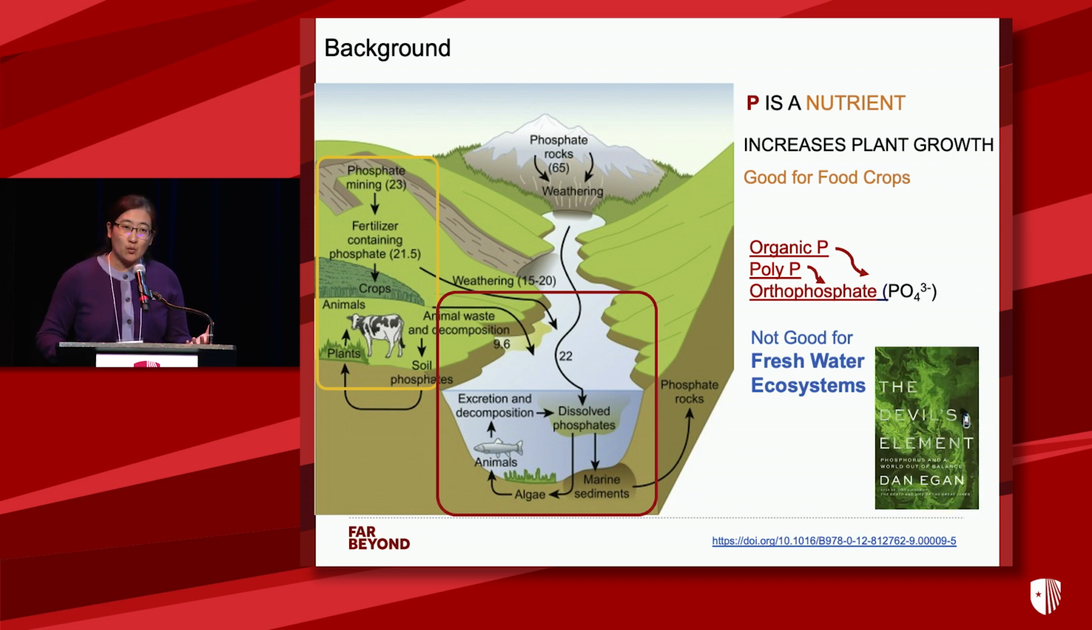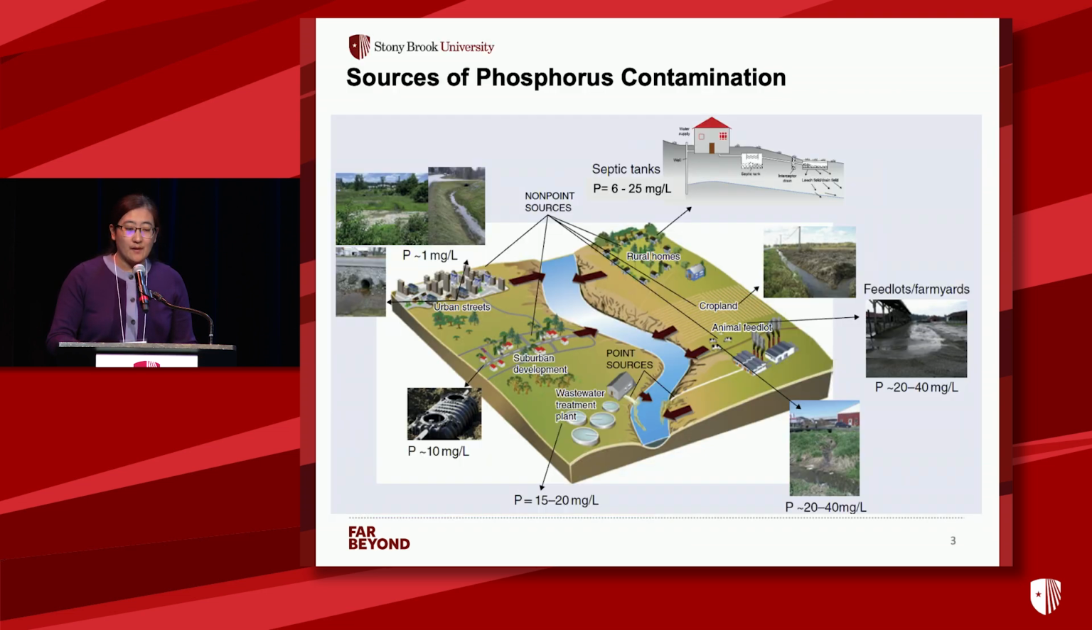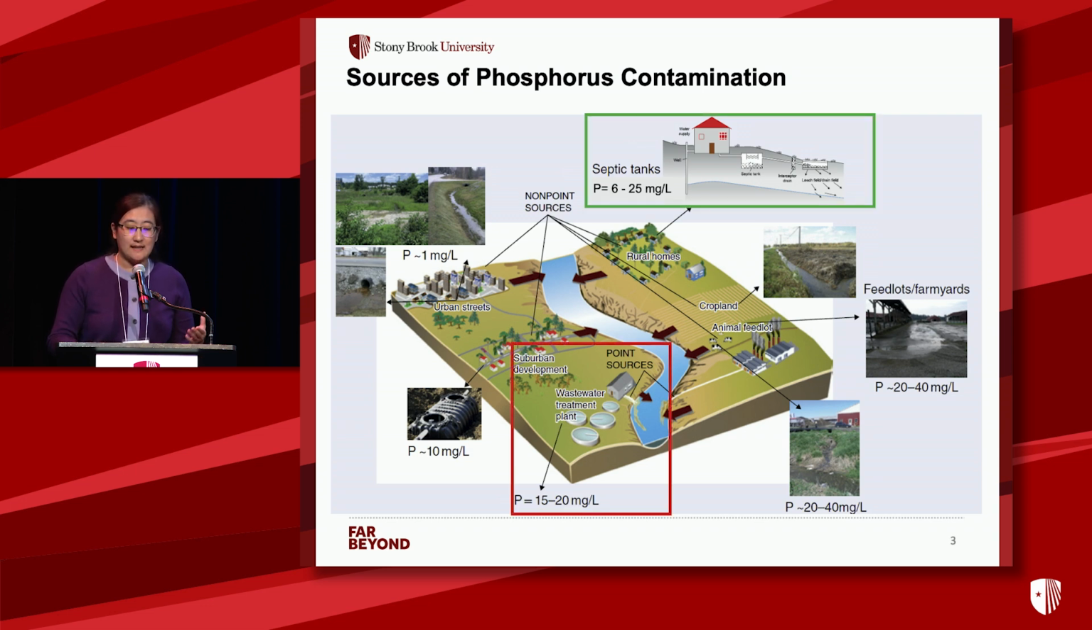And also, no matter what forms of phosphorus we're dealing with, from organic phosphorus to polyphosphate, finally it will be degraded to the simplest form, orthophosphate, phosphate here. So when we look into these phosphorus contamination sources, we typically divide them into two major categories: the point source contamination, such as the municipal wastewater treatment plant, and also the on-site or non-point source contamination, such as on-site systems or agricultural application and so on.